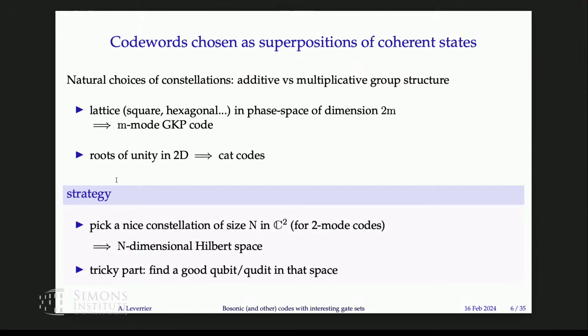And maybe you want to do something like this in more modes, so in more dimensions. So really, this was a strategy. You pick a nice constellation, say in C2 if you have two modes, or in a larger space if you have more modes. If you pick a constellation of size n, you end up with an n-dimensional Hilbert space that is spanned by your n coherent states. And then the tricky part is to find a good logical qubit in this space.